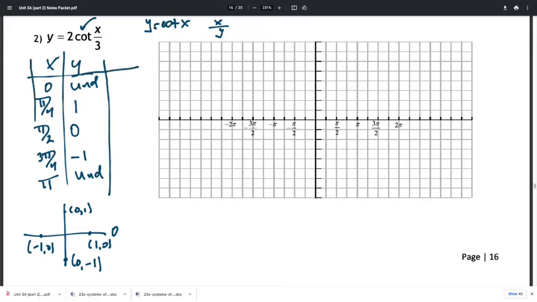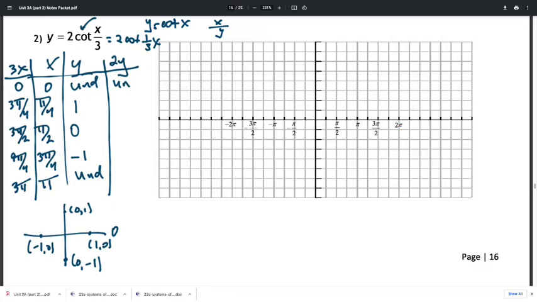And then the transformations that we're making is we're going to multiply the y's by 2. And on the x's, it shows that this is understood to be 1/3 times x. I could rewrite that as 2 times cotangent 1/3 x, which means instead of multiplying by 1/3, we're really multiplying by 3. So that's 0, and then 3 pi over 4, and then 3 pi over 2, and then 9 pi over 4, and then 3 pi. Undefined times 2 is still undefined. That's 2, 0, -2, and undefined.